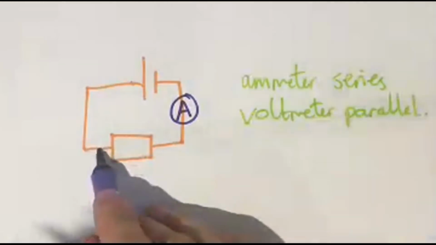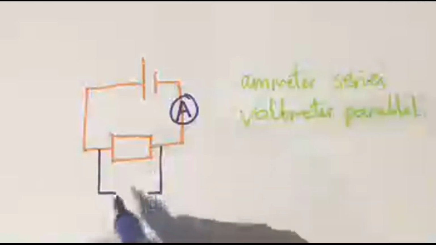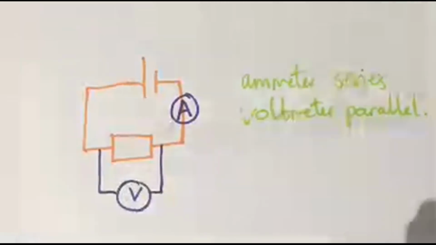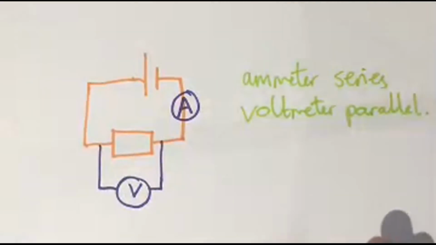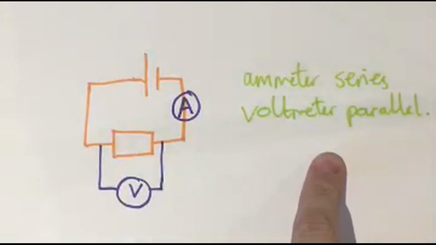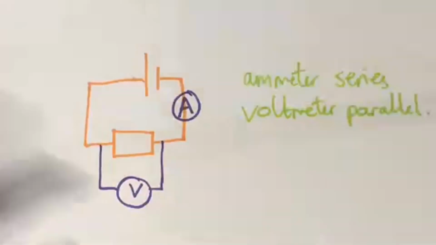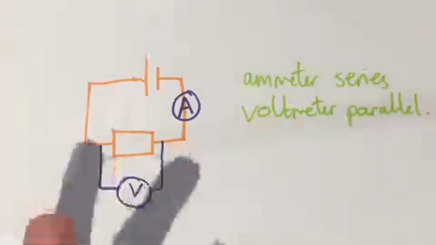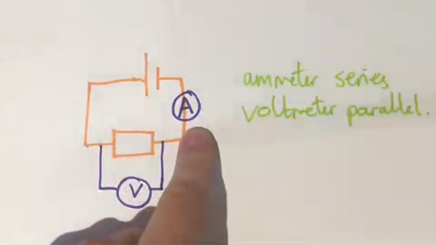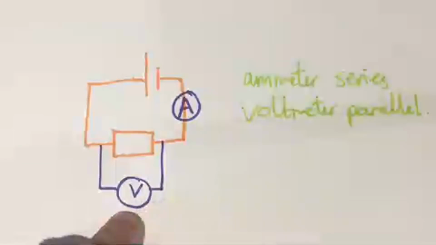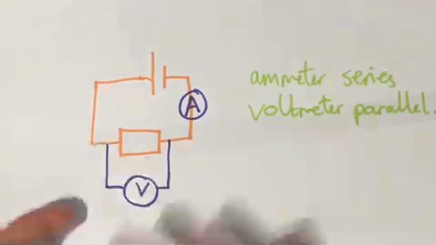Next, I want to look at the voltmeter. That goes in parallel. So what I'm going to do is make its own loop around the thing I want to measure the voltage for. So the ammeter goes in series and the voltmeter goes in parallel. They'll ask this quite a lot. They'll give you a circuit and say place an ammeter and a voltmeter into the circuit in order to measure the current and resistance. Just remember that the ammeter goes in the existing loop and the voltmeter gets its own loop. Now, that's series and parallel.